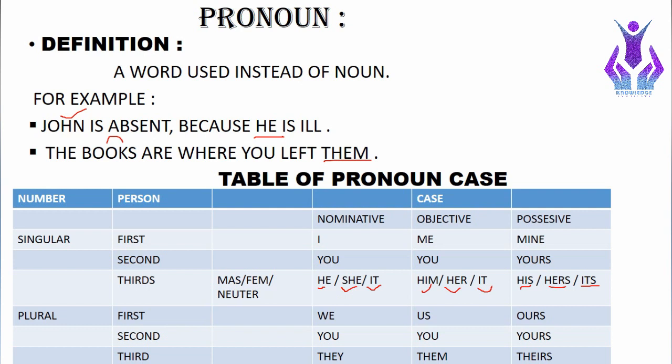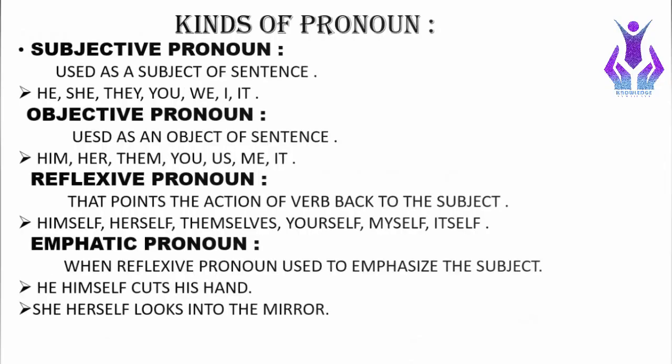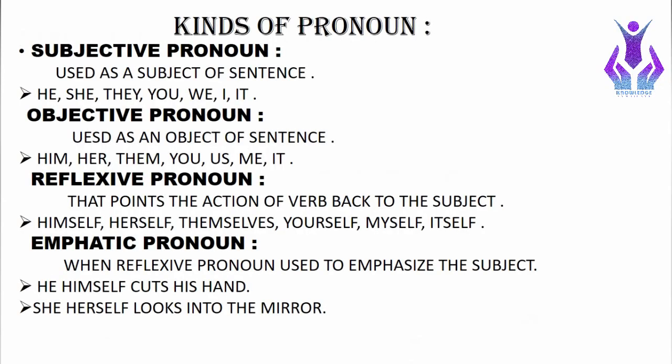In plural, first person we use we, us, and ours. In second person we use you, you, and yours, and as third person we use they, them, and theirs. When we use them in a sentence, it becomes clear how certain cases are used. Now moving toward the kinds of pronoun. We have different kinds of pronoun.